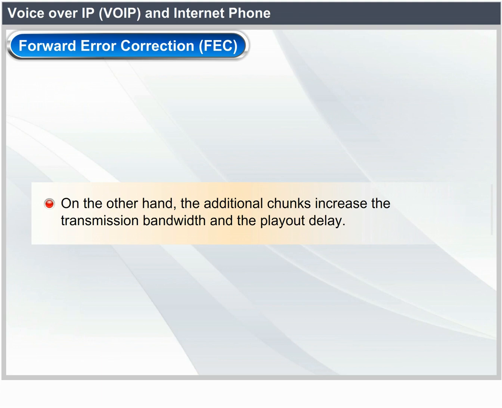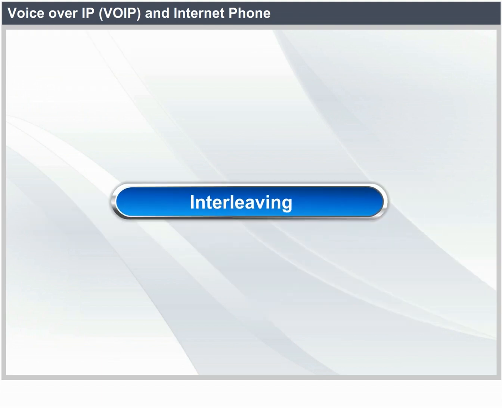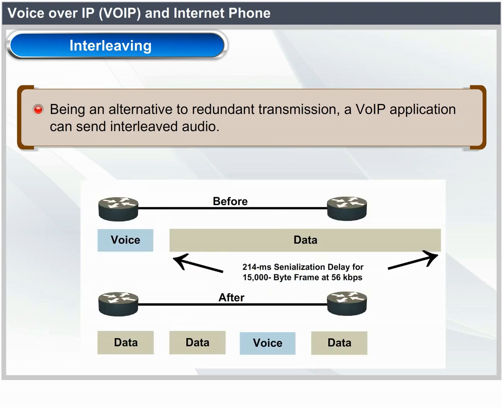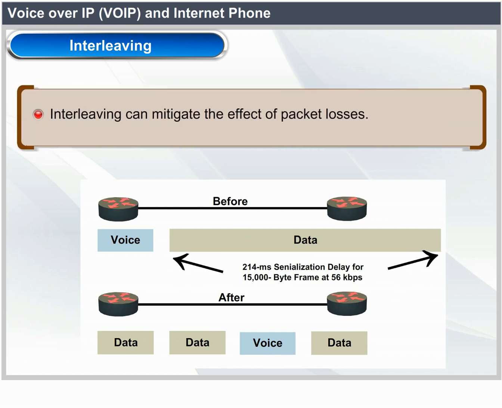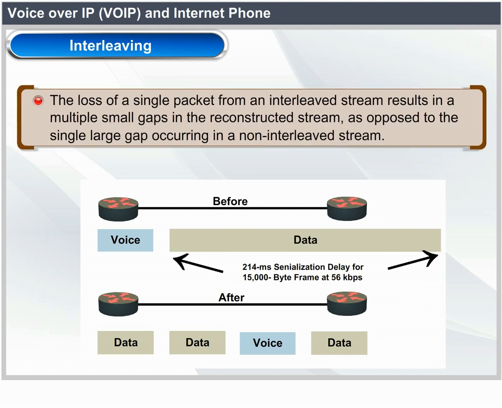Interleaving. As an alternative to redundant transmission, a VoIP application can send interleaved audio. The sender resequences units of audio data before transmission so that originally adjacent units are separated by a certain distance in the transmitted stream. Interleaving can mitigate the effect of packet losses. The loss of a single packet from an interleaved stream results in multiple small gaps in the reconstructed stream, as opposed to the single large gap that would occur in a non-interleaved stream.